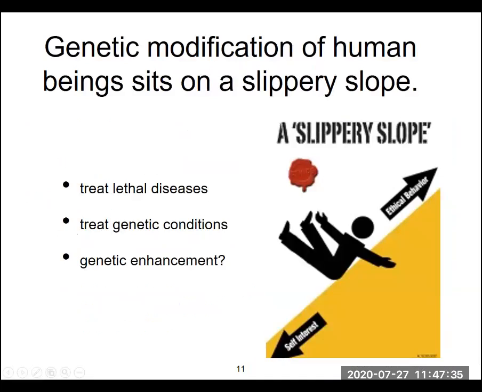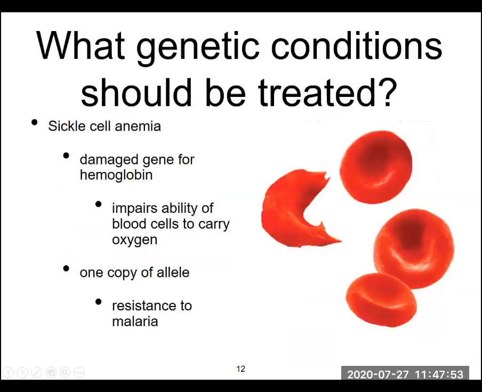We would probably say that genetic enhancement for those reasons potentially isn't something that should be permitted. But where do we draw the line? That's something that scientists aren't going to be able to tell you. This is something that society is going to have to think about. So if we look at a couple of examples of that, what genetic conditions should be treated?